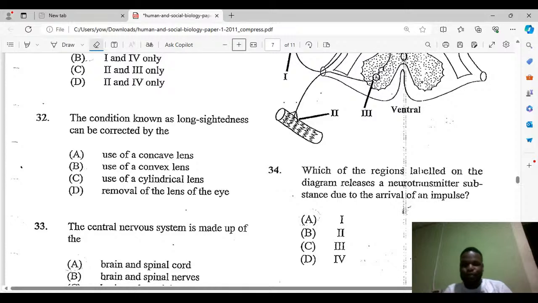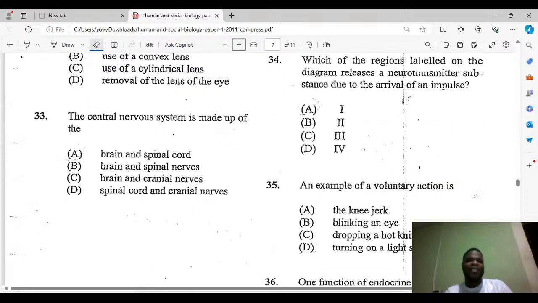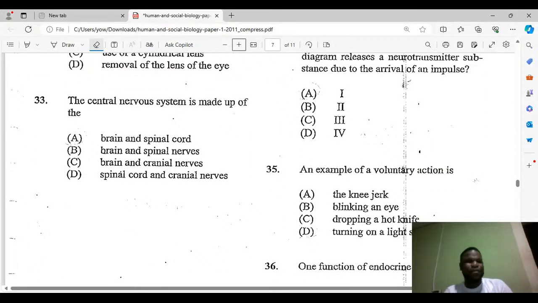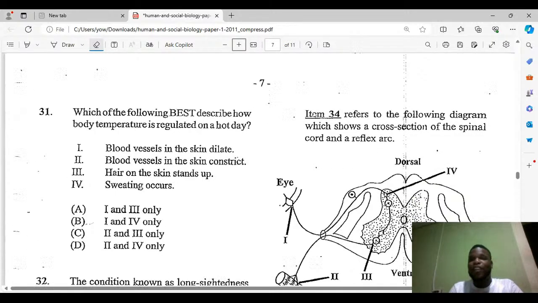Let's push to 33. The central nervous system is made up of, simple stuff, guys. The brain and the spinal cord. Alright, simple stuff. Beautiful. We're not spending time on simple. Let's move up to 34.